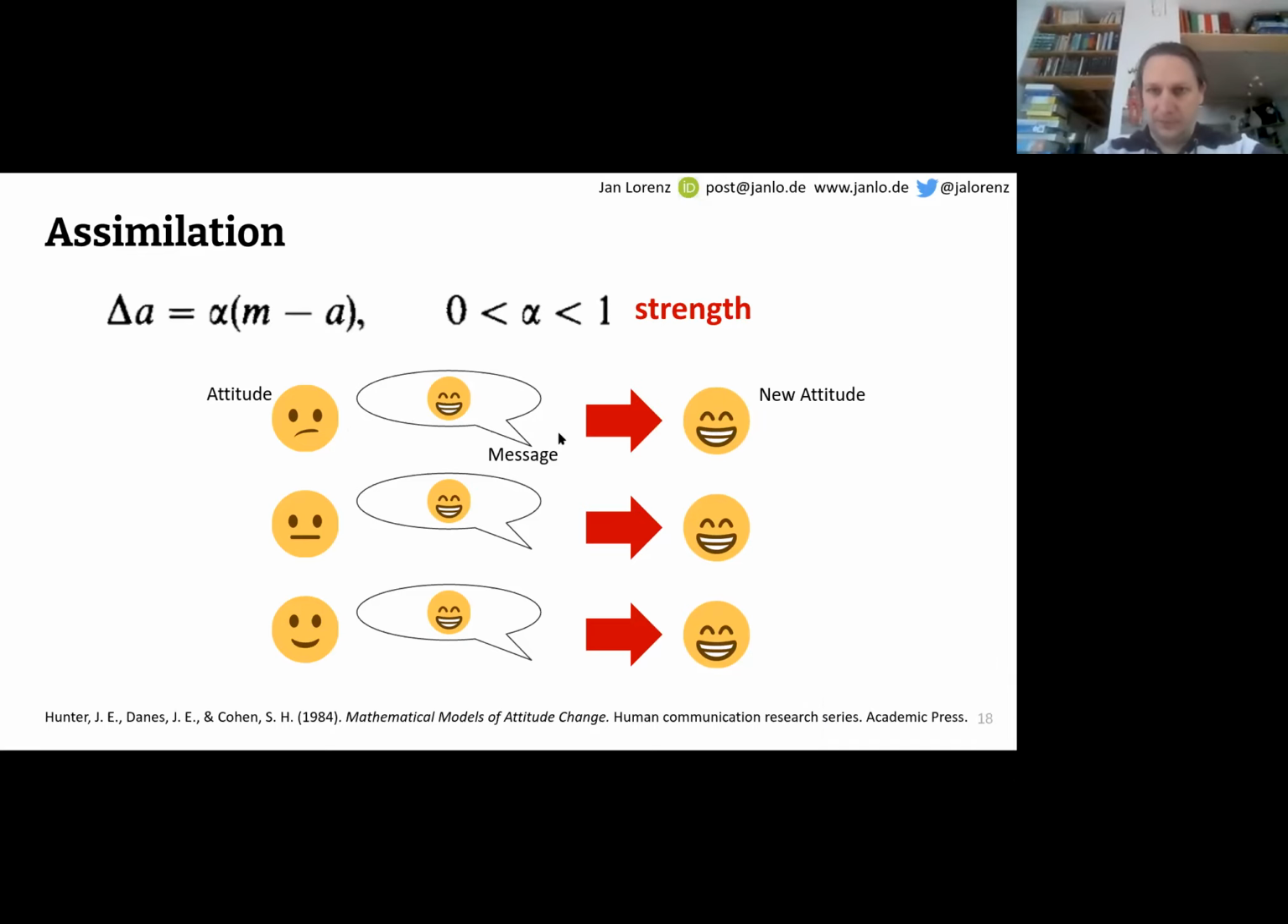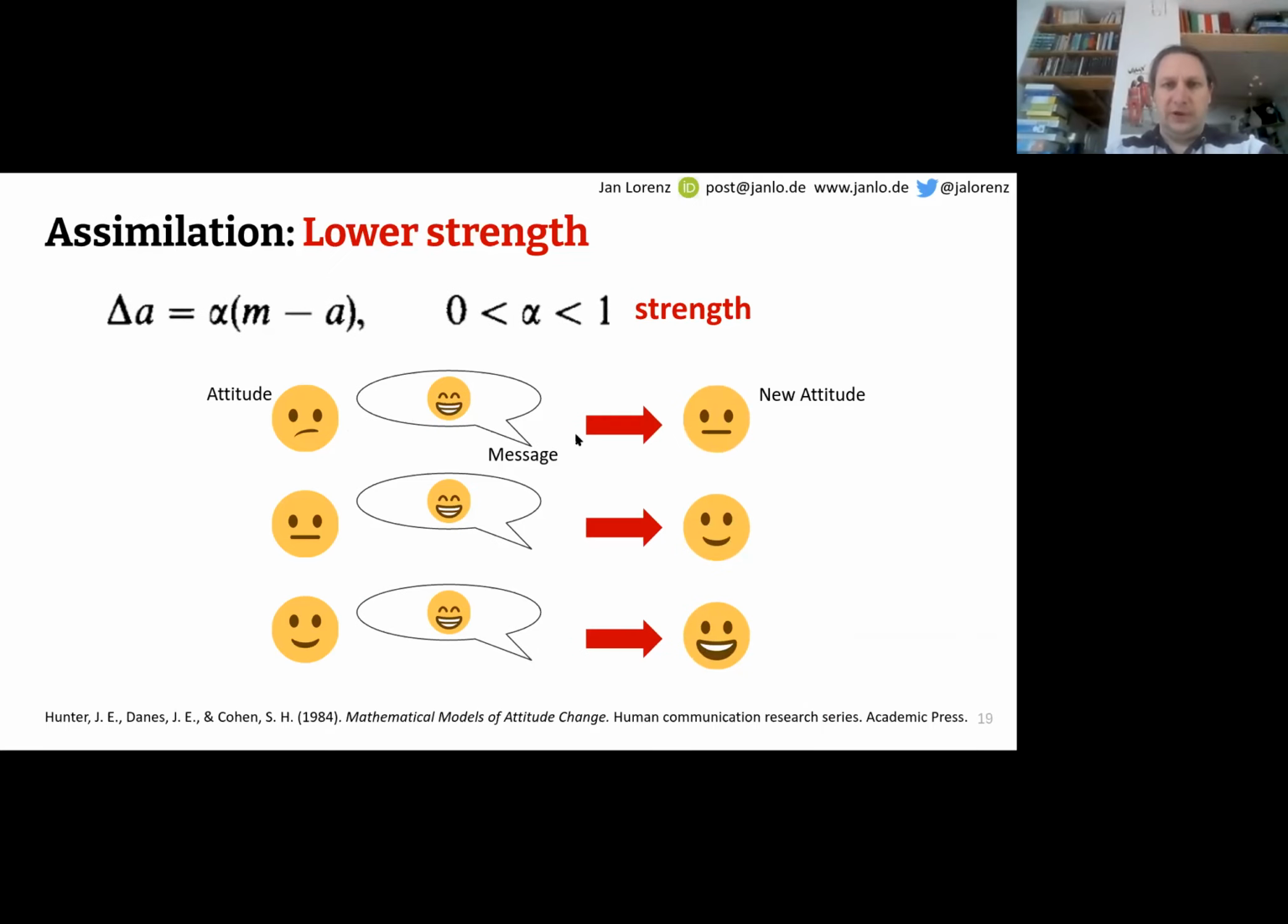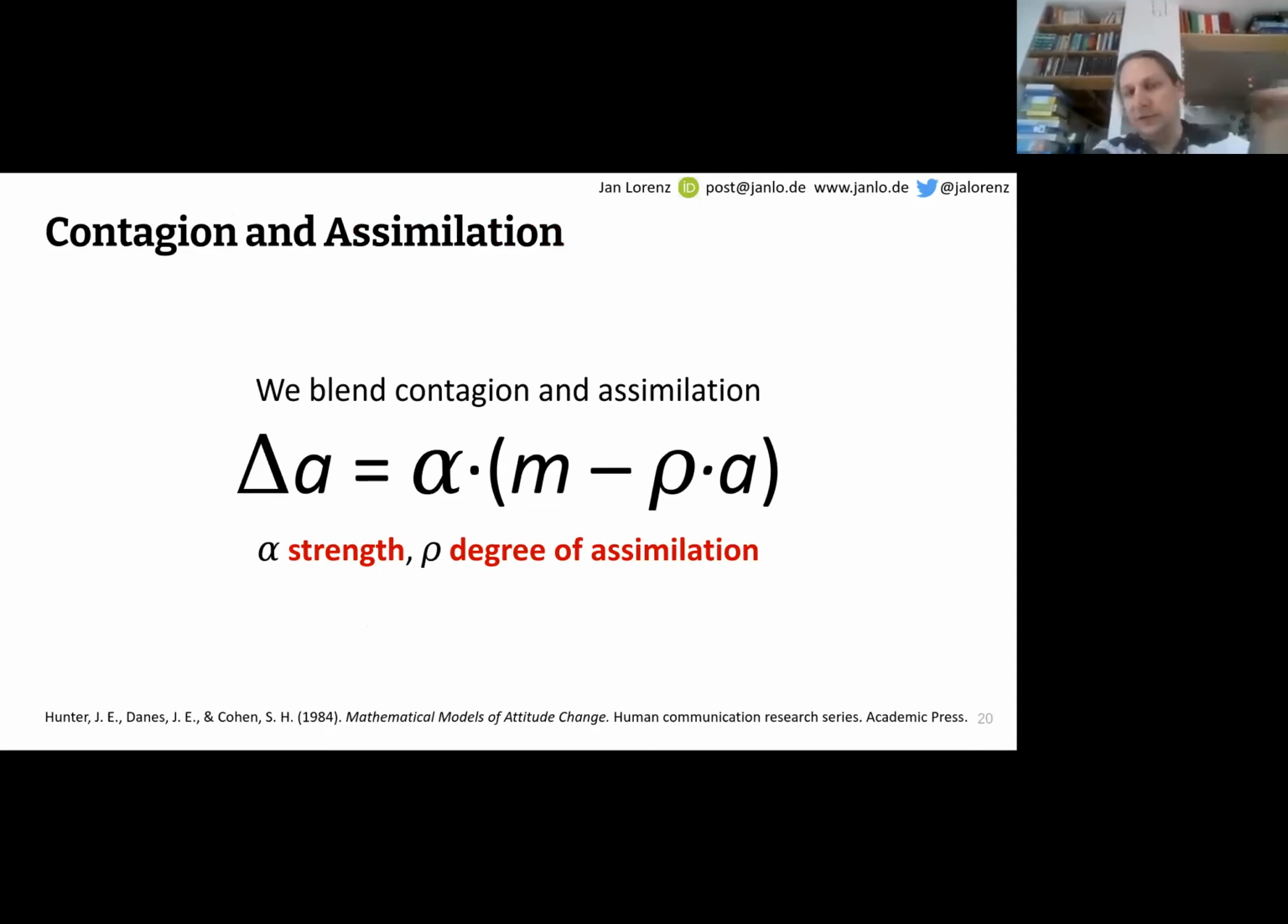But if you scale it down, then people move only a bit toward that message. So here they get a super positive message. So this person becomes more positive, this person becomes more positive, this person becomes more positive. So this is the idea of most bounded confidence models, for example, that people move halfway to the attitude of the other. So these are the two things, and as I understand, for the first time we put them in one model here, where we introduce this parameter, degree of assimilation. So when this is one, we have the assimilation model. When this is zero, this term vanishes, and we are in the even simpler contagion model. And that's the core of the whole dynamics.